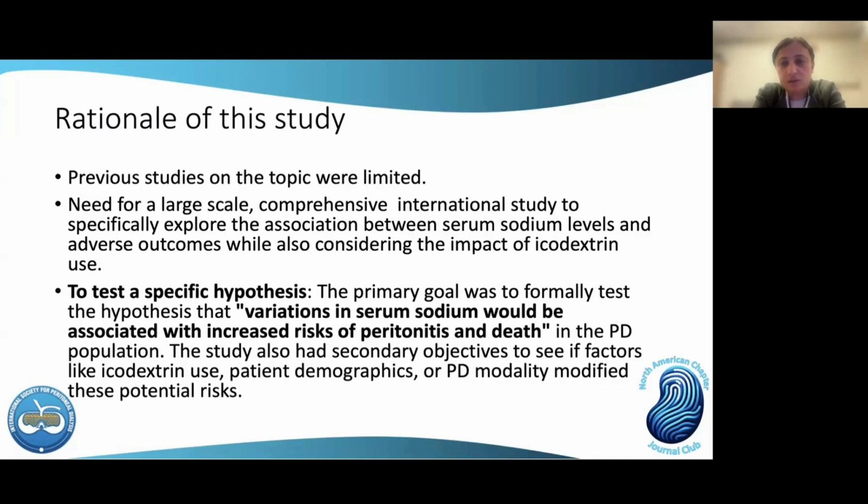And also they wanted to look for the impact of icodextrin. They specifically wanted to test the hypothesis whether variation in serum sodium would be associated with increased risk of peritonitis and death or not. That was the primary objective of this study. However, they also wanted to look if factors like icodextrin use, demographics, PD modality would alter the association.